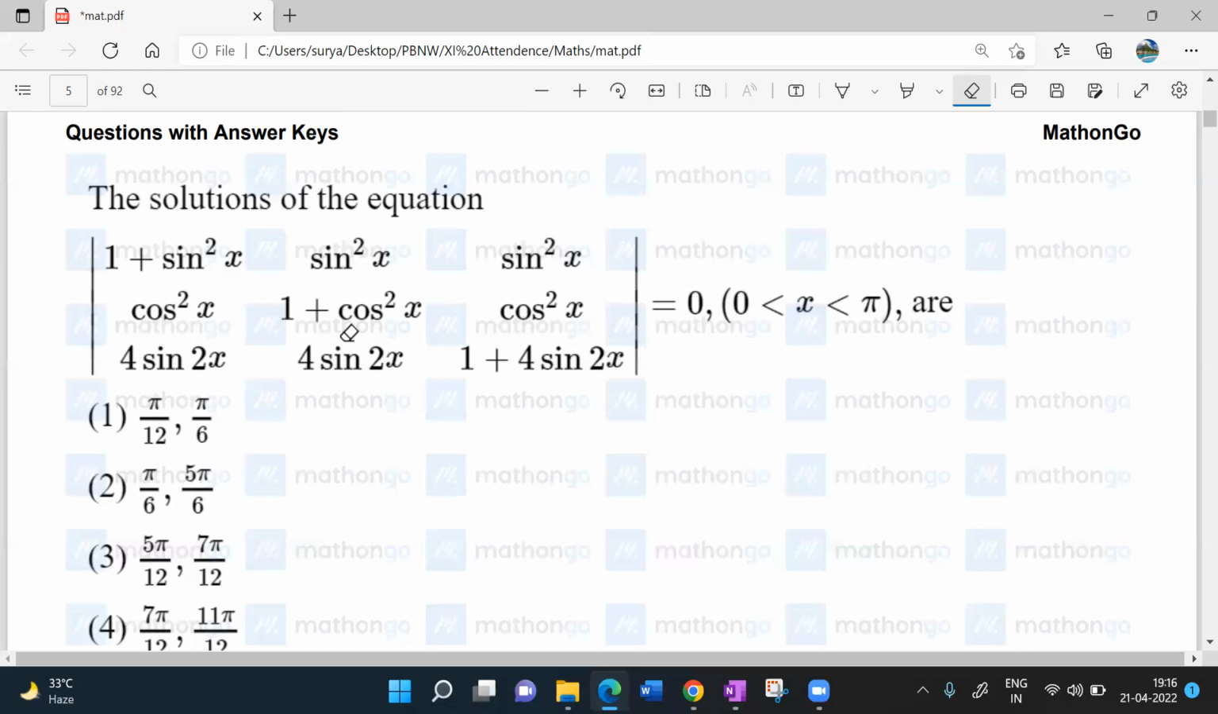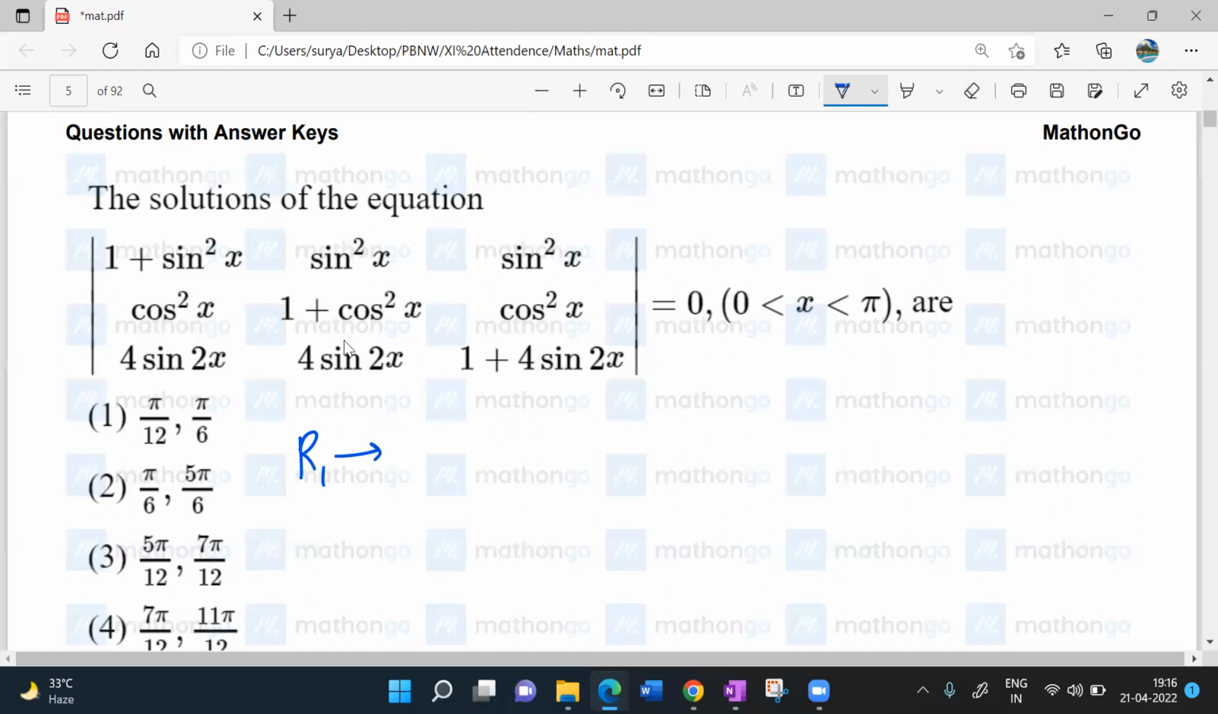He's asking for solutions of that. So look at this here. Very simple. I'll write here itself. It would be easy for you to understand if I write here itself. See here, what can I do here? Basically, R1. Can I change R1?